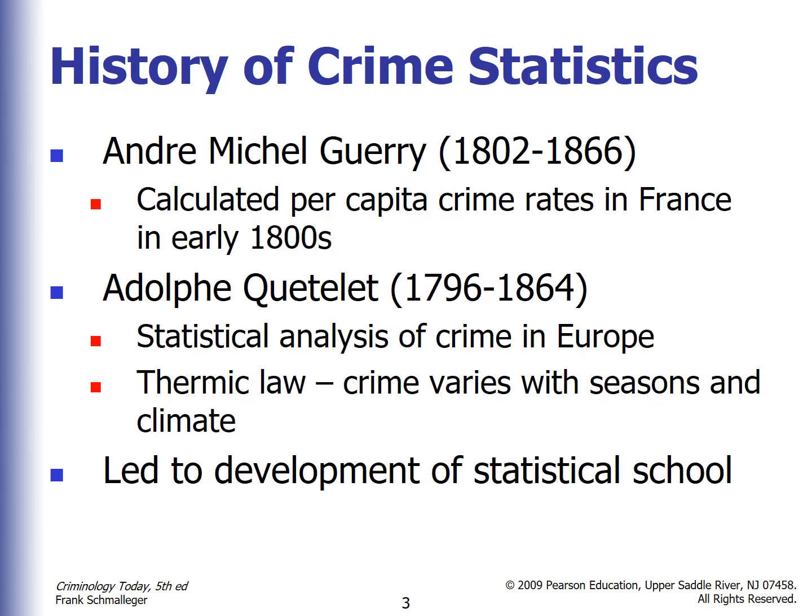Some other people, Andre Guerry, 1802 to 1866, he actually calculated what we call a per capita crime rate in France in the early 1800s. And if you don't remember what per capita means, that's usually per 1,000 or per 100,000 people. So you can actually compare crime from one town to another. Because if you did it on sheer numbers, look at an easy comparison for us here in the Delaware Valley: the city of Camden, just across the river, and Philadelphia.